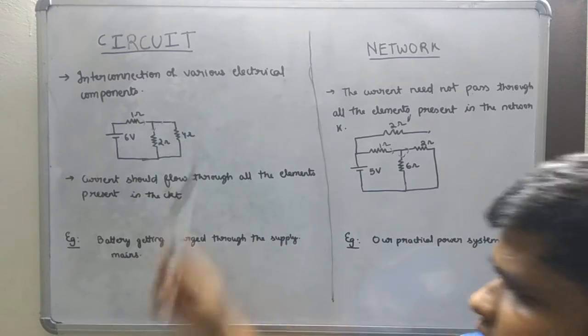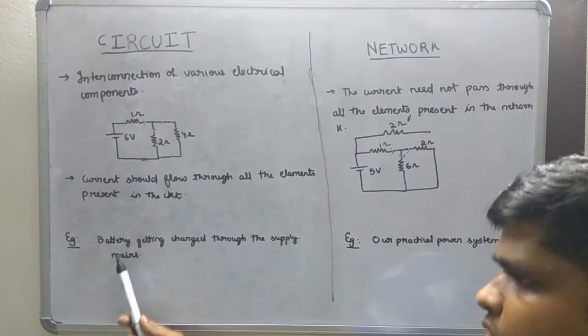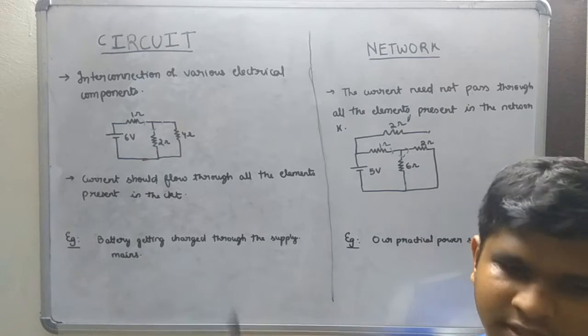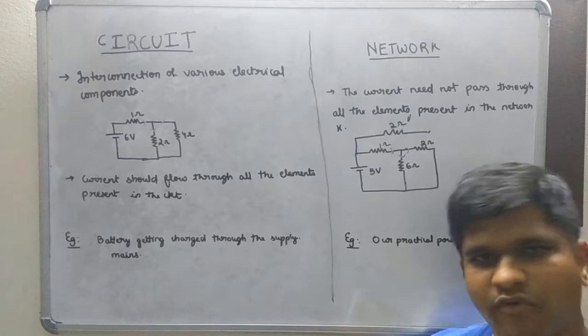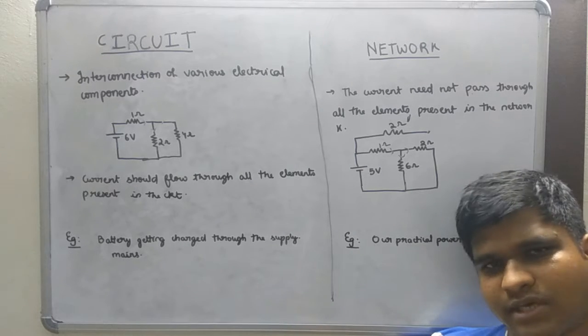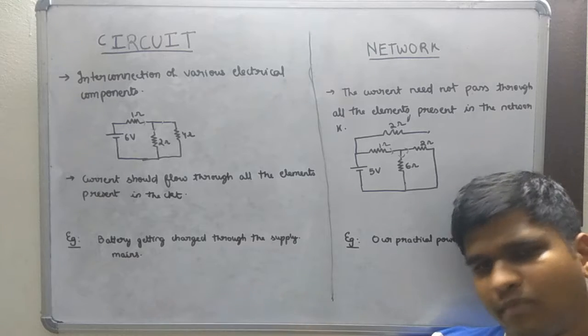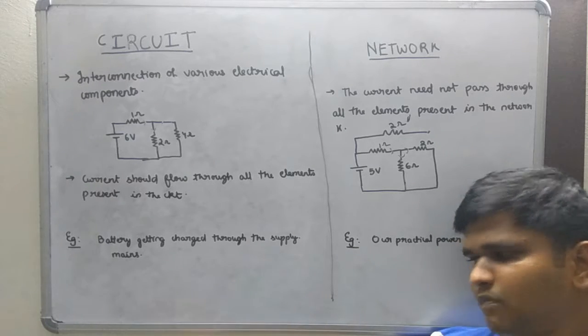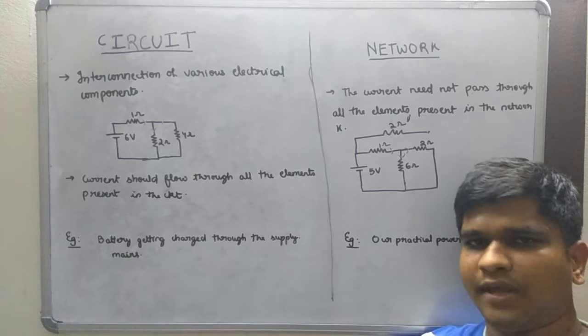And coming to the example of a circuit, the basic example of a circuit is a battery getting charged from the supply mains. Whenever we charge our cell phone batteries or something like that, this is a simple connection: we connect our charger from the supply mains to the battery. So there are 2 elements present here. The battery is a load and the mains is a supply.